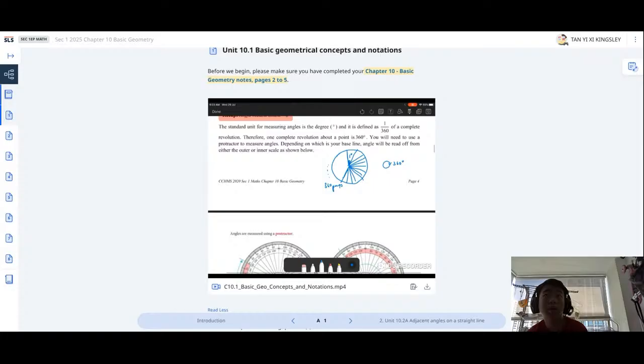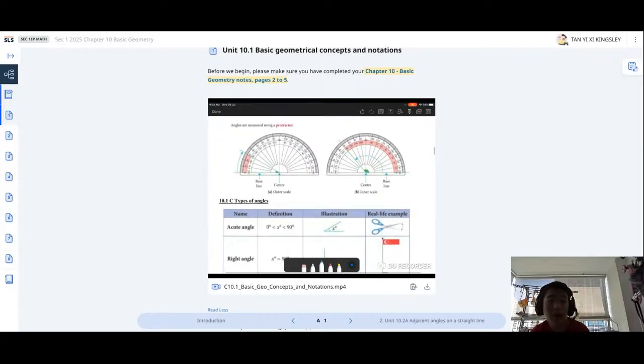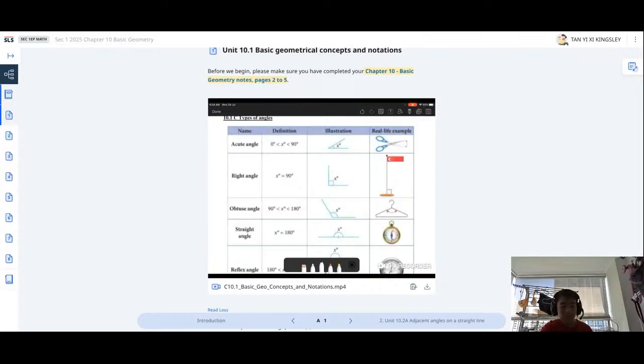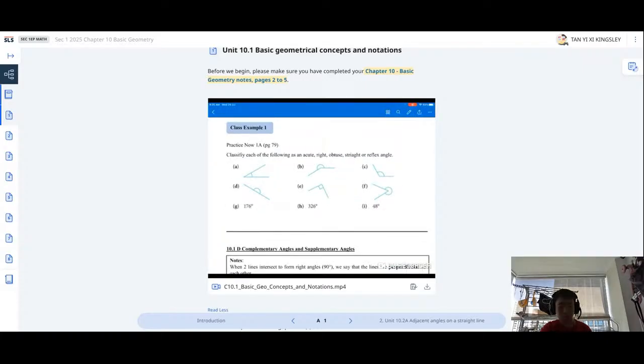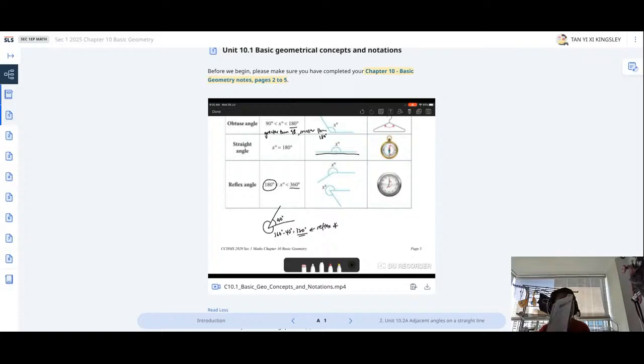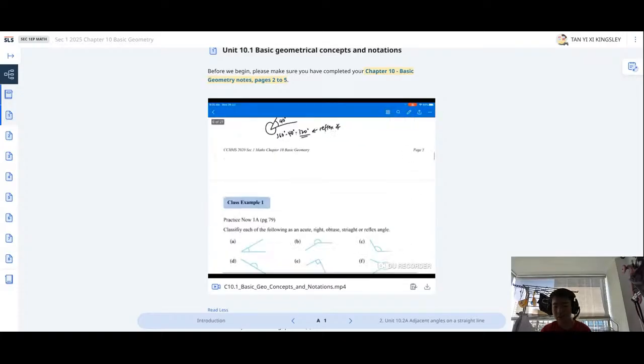Angles are measured using a protractor. This is where I want to bring in the use of a protractor. Suppose you put your 90 degrees. Now, what happens if the angle opens up slightly bigger? You should be familiar with this already. An acute angle is basically any angle smaller than 90 degrees. Then the obtuse and reflex angles. I hope that all of you are familiar with these definitions.